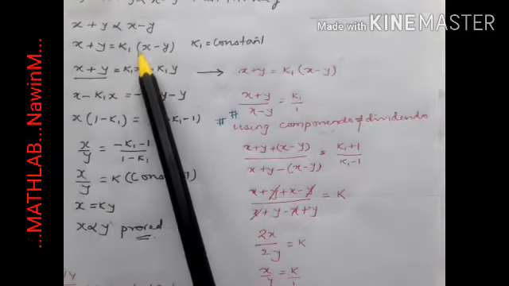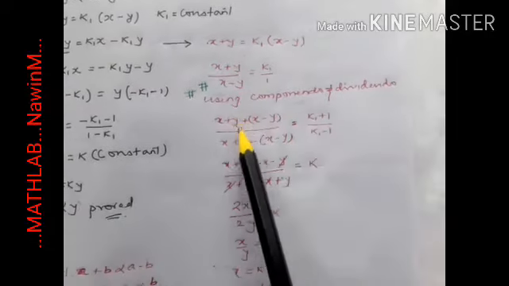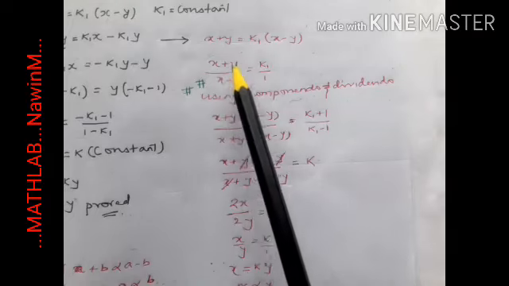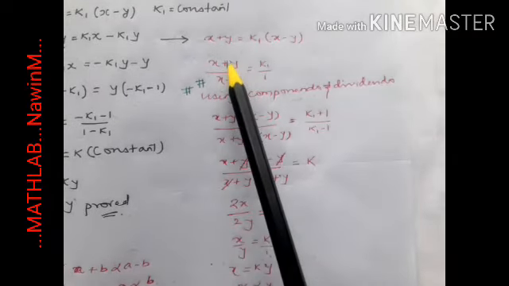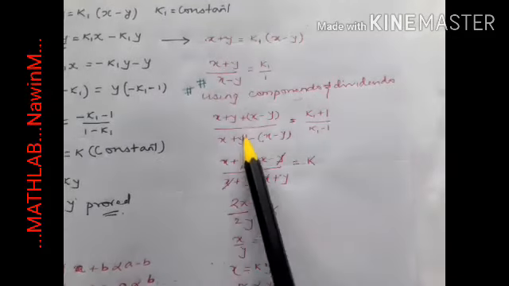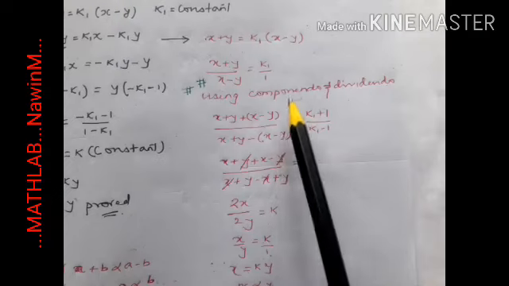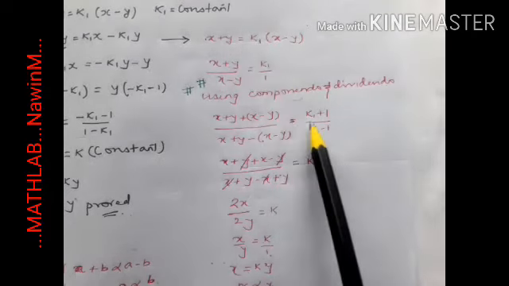what you do is, you bring this down. Then you use the componendo dividendo. In componendo dividendo, what you do is, if this is divided by this, this is divided by this, then you do this plus this minus this. When you minus, remember this bracket. Similarly, this plus this minus this.